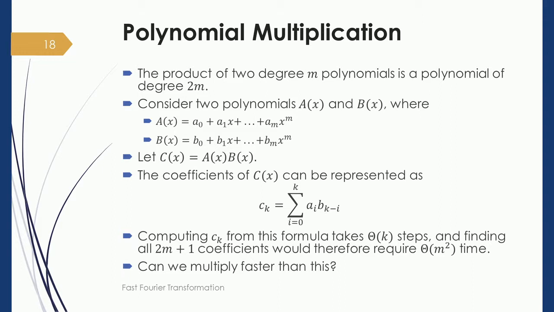And there are a total of 2m plus 1 coefficients for which we will need to evaluate this formula. And k in the worst case is theta of m. So the overall running time of multiplying two polynomials using this formula is theta of m squared time. The natural question therefore is, can we multiply these two polynomials any faster? Can we multiply these polynomials in little o of m squared time?